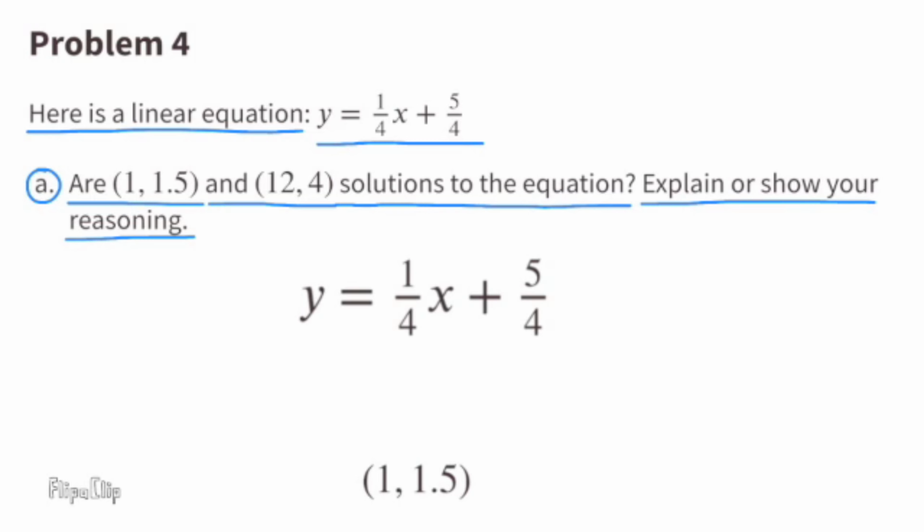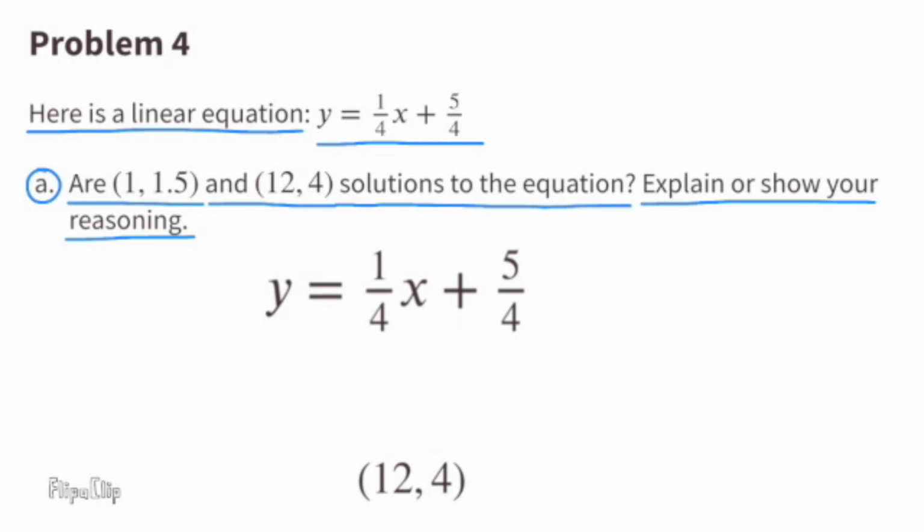Let's substitute the x with 1 and substitute the y with 1.5. 1/4 times 1 is 1/4. 1/4 plus 5/4 equals 6/4. And 6 divided by 4 equals 1.5. Since 1.5 equals 1.5, yes, these points are a solution to the equation.